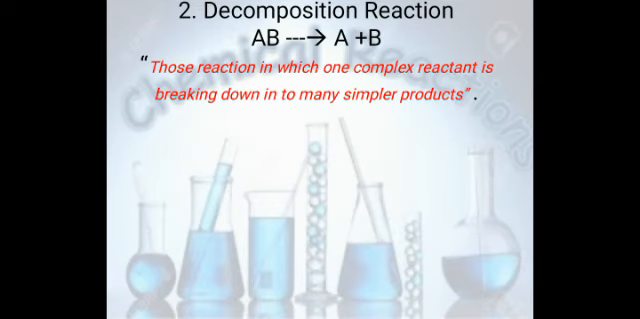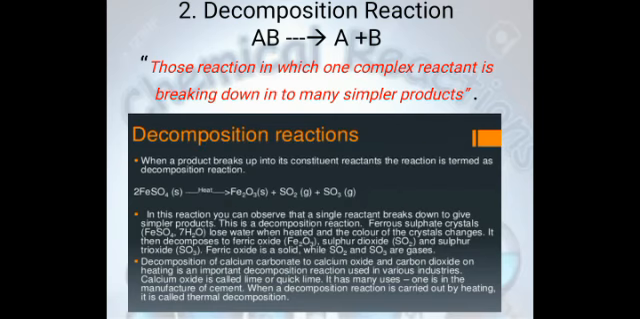Next is decomposition reaction. Actually, decomposition reaction is the opposite of combination reaction. So in that sense, AB breaks down into A plus B. It means that a complex reactant breaks down into smaller products. Those reactions in which one complex reactant breaks down into many simpler products is called a decomposition reaction. As an example, when a reactant breaks up into its constituents, the reaction is termed a decomposition reaction.